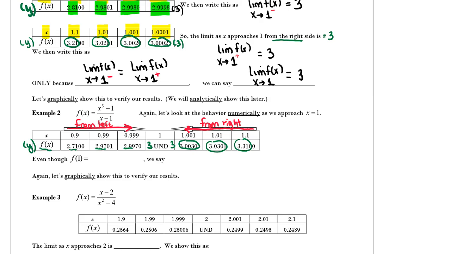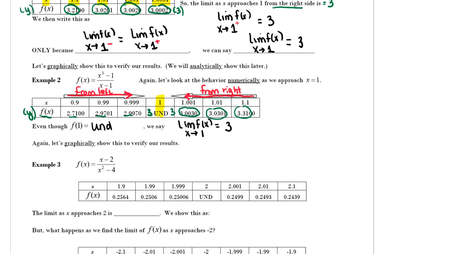Note that even though at 1 the value of our function is undefined, we are still able to say that that limit exists because the value from the left and the value from the right are the same. So we can say the limit of our function f of x as the x values head towards 1, the y values head towards 3. Or in other words, the limit of f of x as x approaches 1 is equal to 3. Like with the first example, we're not going to graphically demonstrate.